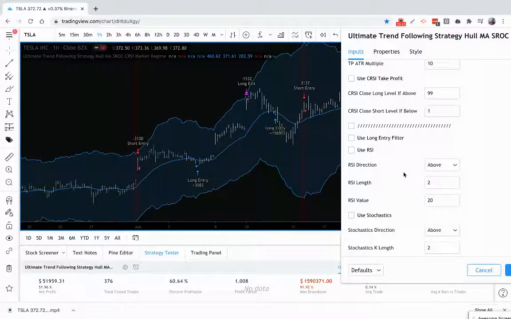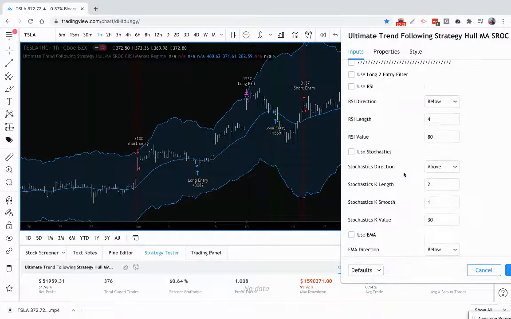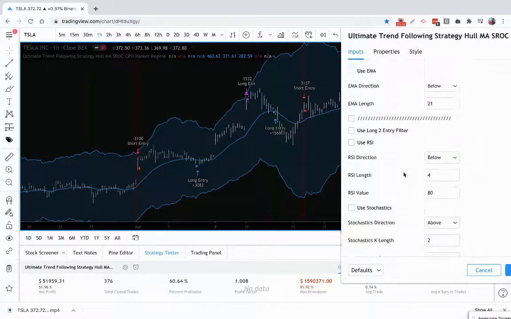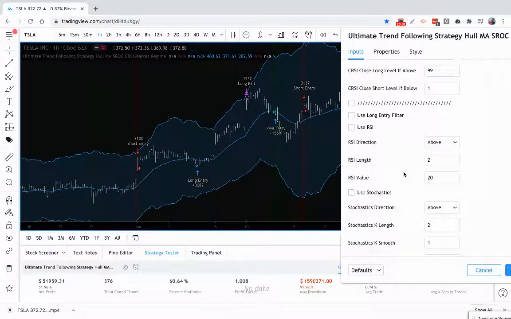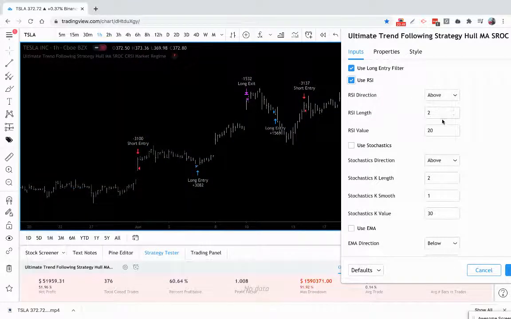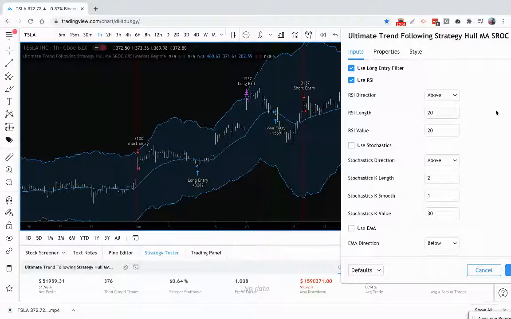Now long entry filters, we also have short entry filters. And we have two of each, 2 long entry filters, 2 short entry filters. And if you want to filter your longs by RSI, stochastics, or EMA, you can do that. So for example, let's say you don't want to take any longs below 20 value on an RSI of 20 length. You can filter out your longs by that. Or you can go below.